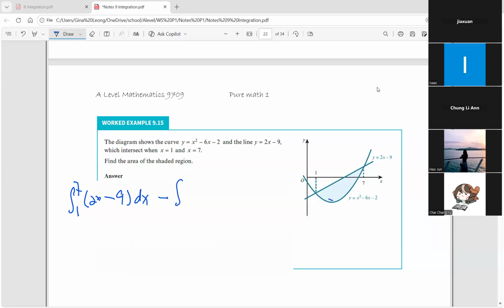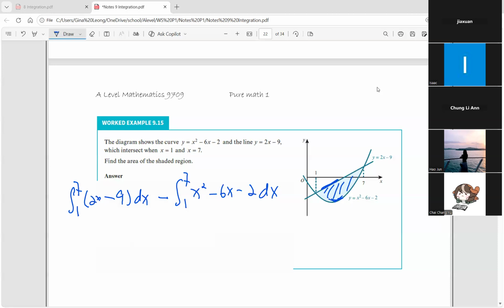How do we know above or bottom? Okay, you see the boundary part. The boundary part, this is the above, right? This is the bottom, right? So from 7 to 1, x squared minus 6x minus 2. It's not necessary that the curve is always above. It's not necessary. It depends on the question.